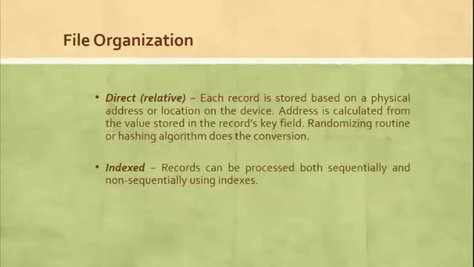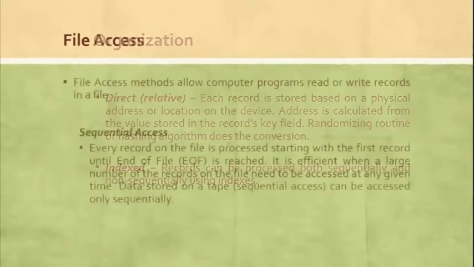Next, we have direct or relative. Each record is stored based on a physical address or location on the device. The address is calculated from the value stored in the record's key field. A randomizing routine or hashing algorithm does the conversion. And next, we have indexed. So records can be processed both sequentially and non-sequentially using indexes.